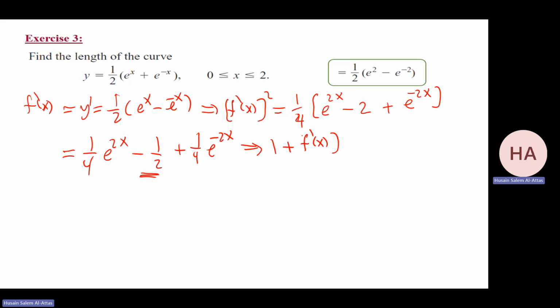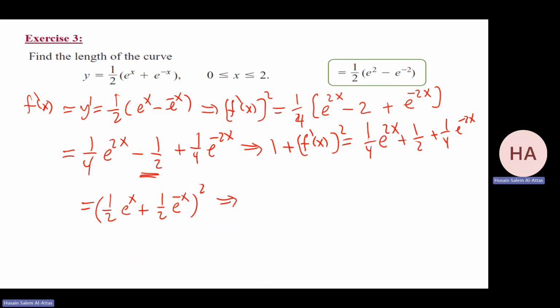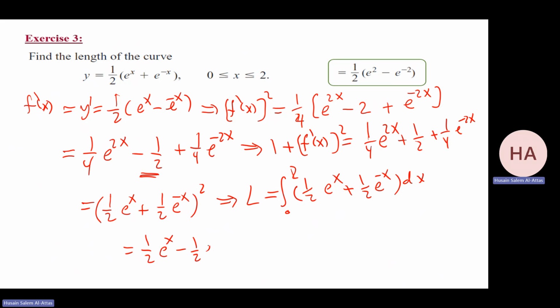So it will be 1 plus f prime squared. That will be the same thing with plus half. That's the usual trick. So I can rewrite it as half e^x plus half e^(-x), all squared. So my L will be the integral from 0 to 2. The square root will kill the square: half e^x plus half e^(-x) dx. So that will be half e^x minus half e^(-x) from 0 to 2.